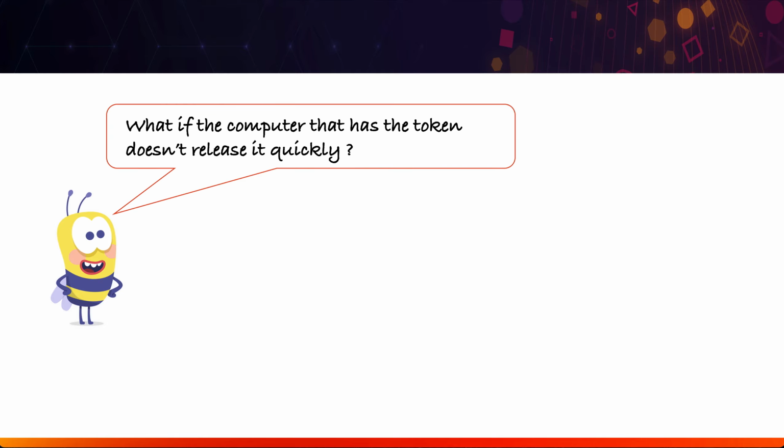Mr. B has come back. He has a question. What if a computer that has the token doesn't release it quickly? It's a fair question, right?